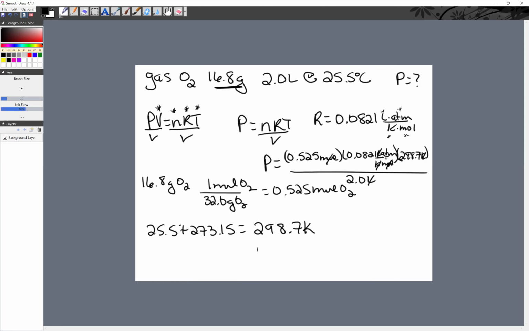I'm left with atmospheres. Is that the unit that I was looking for? Yes, because I was looking for pressure. So I'm going to plug and chug. So pressure is equal to 525. All right, how many sig figs? I only get 2, so 6.4 ATMs. Okay, that's what I got.